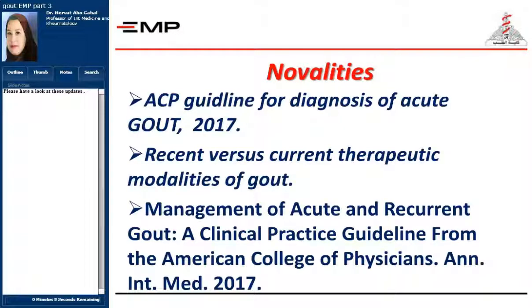Please look at these updates. Recent versus current therapeutic modalities of gout will be discussed in the face-to-face session.